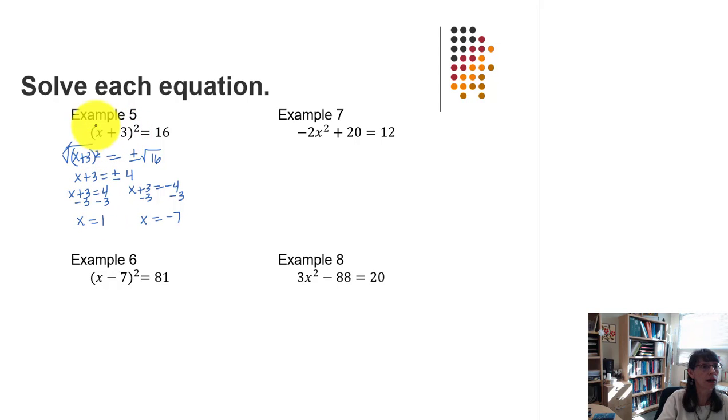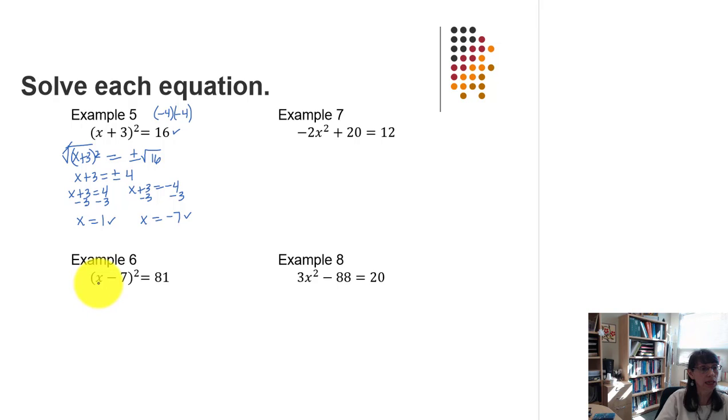Using positive 1, 1 plus 3 would be 4. 4 squared is 16. So I know that positive 1 works. Using negative 7 for the x value, negative 7 plus 3 would be negative 4. So the quantity of negative 4 squared means I have negative 4 times negative 4, and that does make 16. So both solutions work. Example 6 is very similar.